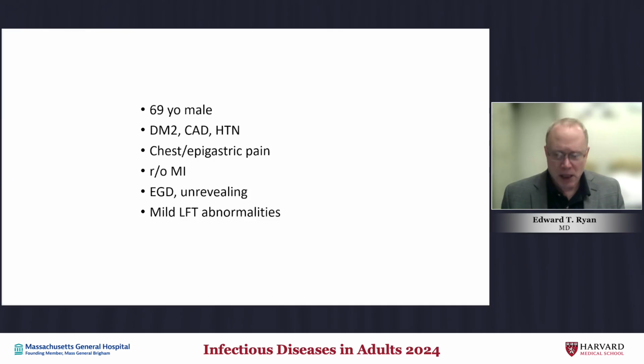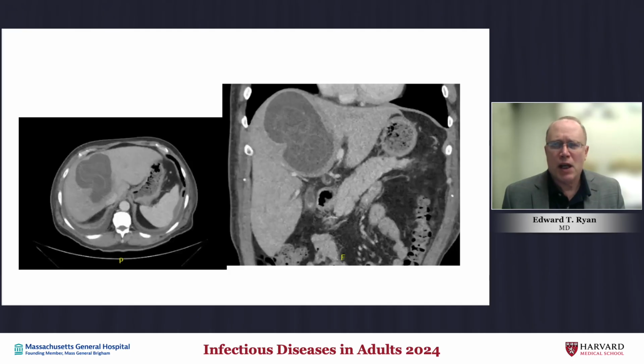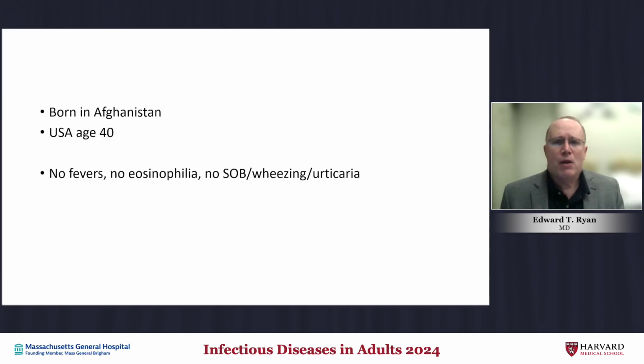There's no gastritis, etc. But people note that there's some mildly abnormal liver function tests, and someone gets an ultrasound that then goes on to a CT. And what you see here is this large lesion in the liver with what looks like an internal structure of some sort. So some background, this individual is now 69, but they were born in Afghanistan and they came to the United States about 20 or 30 years ago. The person otherwise is pretty asymptomatic, no fevers, no eosinophilia on peripheral blood, no shortness of breath, wheezing, urticaria, etc.